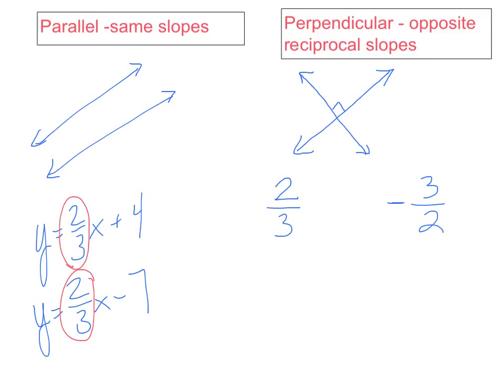Here's another example. Maybe you have -4/5, and then the slope of the line perpendicular to that would have to be a positive 5/4.